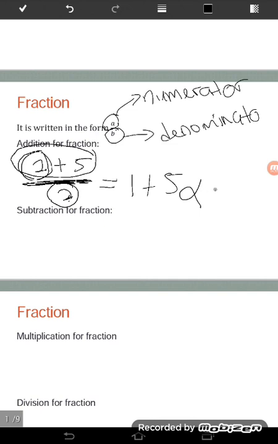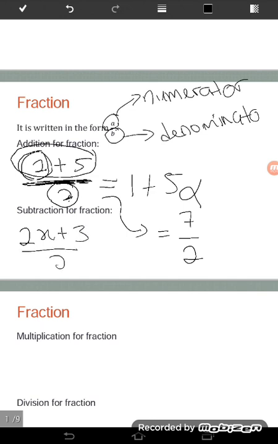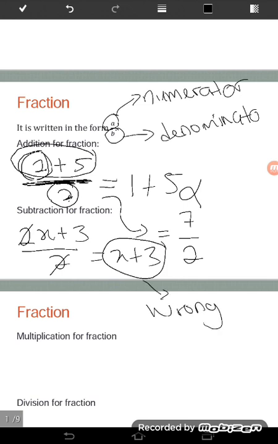Therefore you need to do 2 plus 5, which is 7 over 2. I explain this because sometimes you have an equation such as 2x plus 3 divided by 2. Some students will cancel this 2 and this 2, so it becomes x plus 3. This is wrong.